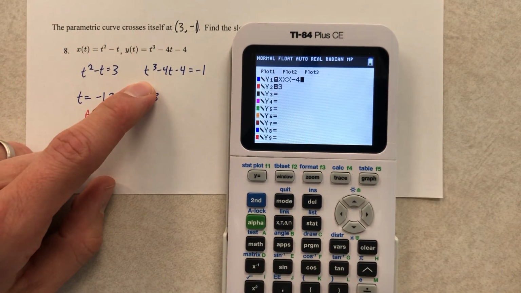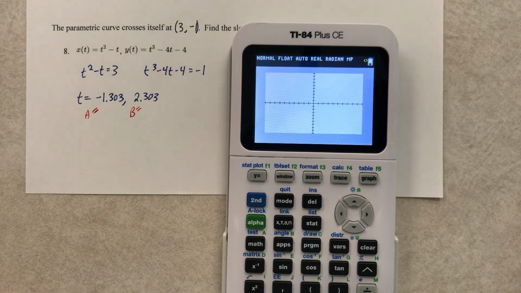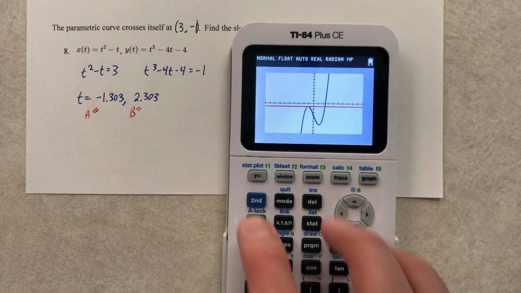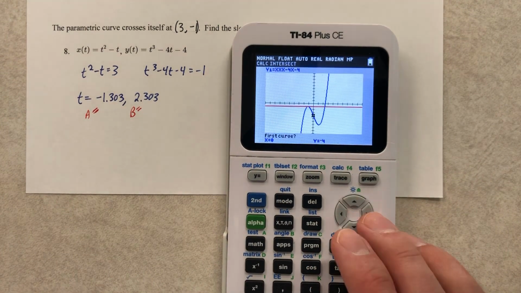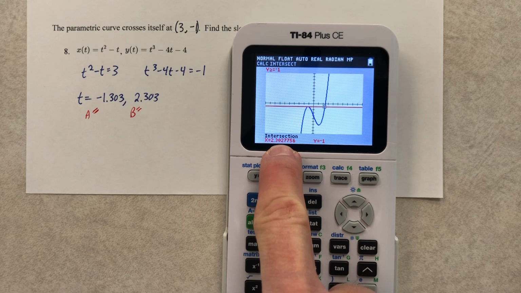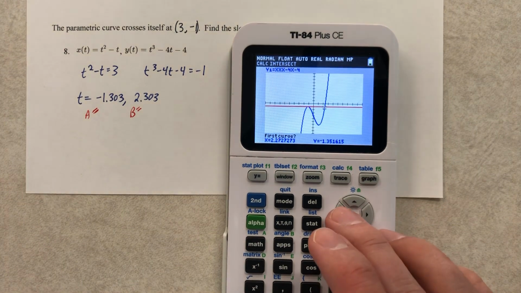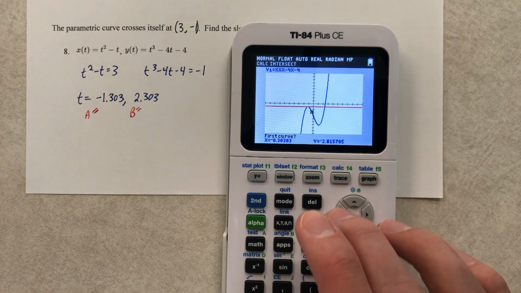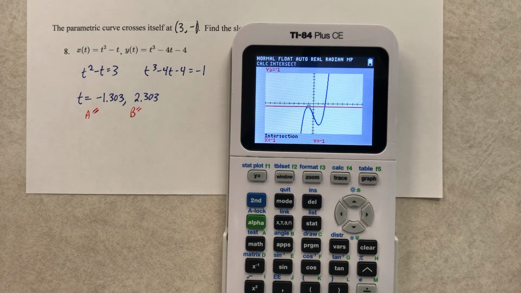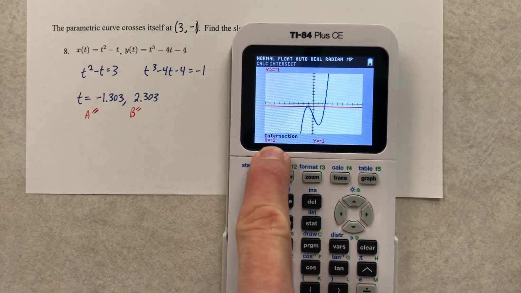T cubed minus 4t minus 4 equals -1. Zoom standard. And I better get the same two values. Okay, so second in calc, point of intersection, we'll go for this one. It better be 2.303. There it is, same thing. And second calc, go to intersect. Enter. Oh, -1. We got another one. Yes and no. Oh, check it out.